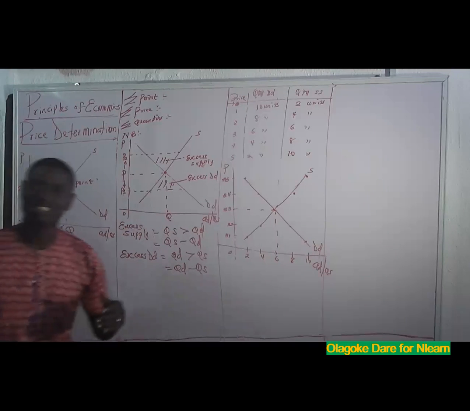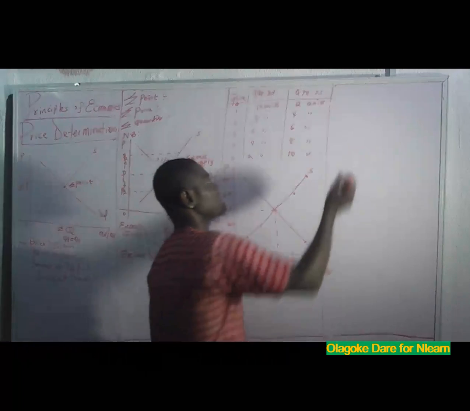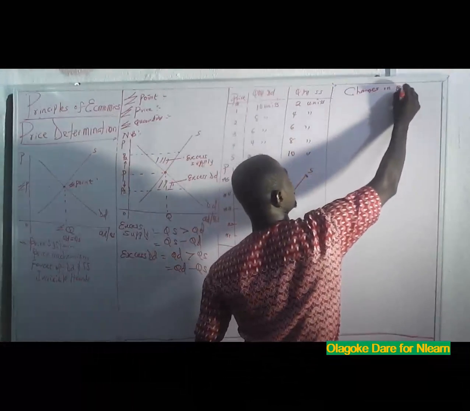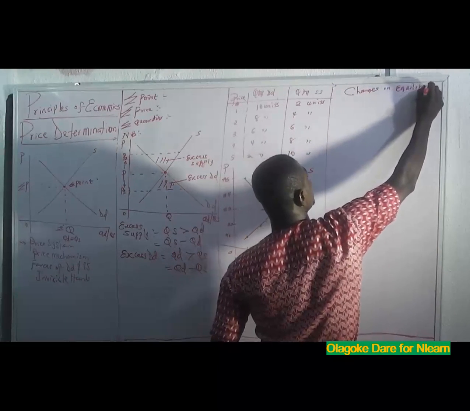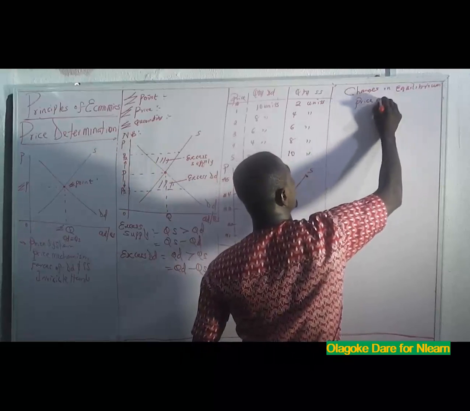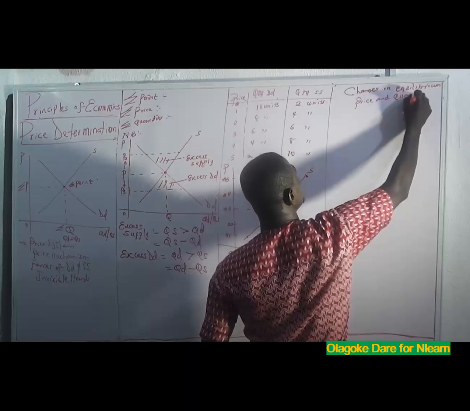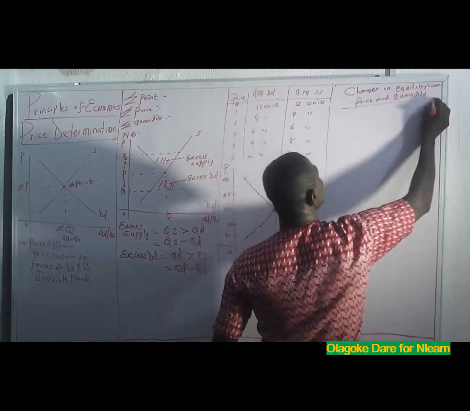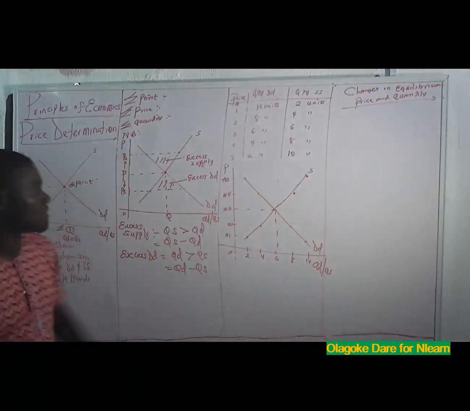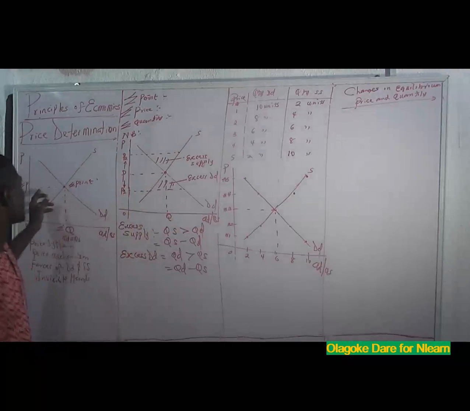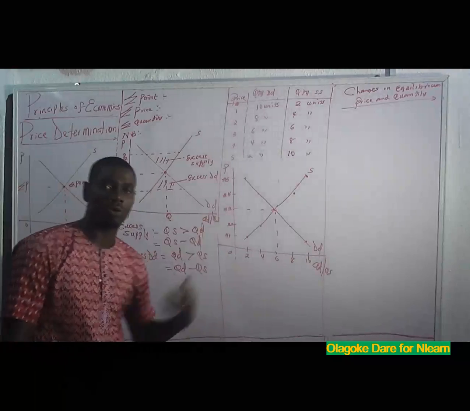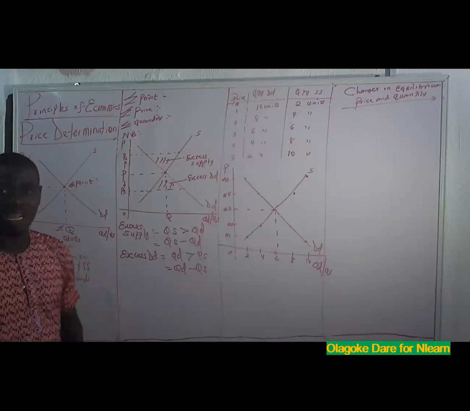Now let's look at changes in equilibrium price and quantity. We could have a change in equilibrium price, and we can have a change in equilibrium quantity. Look at the graphs here. We only have one equilibrium price and one equilibrium quantity. So our equilibrium price could change and equilibrium quantity could change.